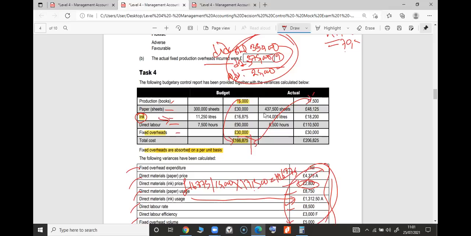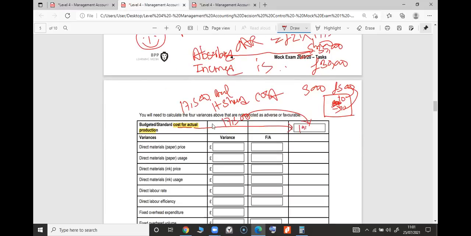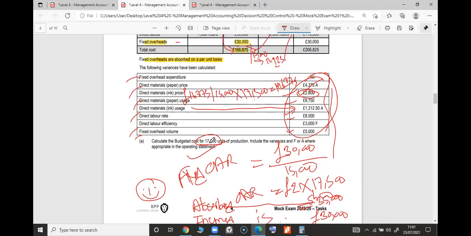166,875 divided by 15,000. The standard cost is 11.125 per unit. When you multiply with 17,500, you get the one you already sent me. Let me go up. Yeah, 194,687.5. Okay, and that is the way you got it. That's the correct answer. The rest you can put from here.